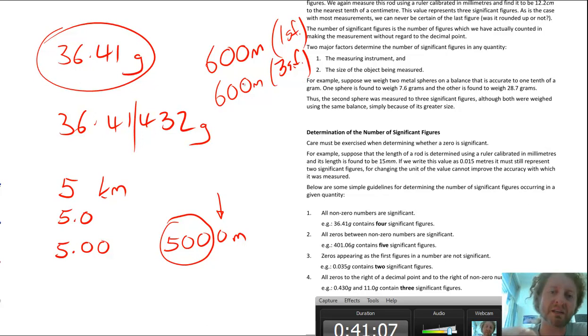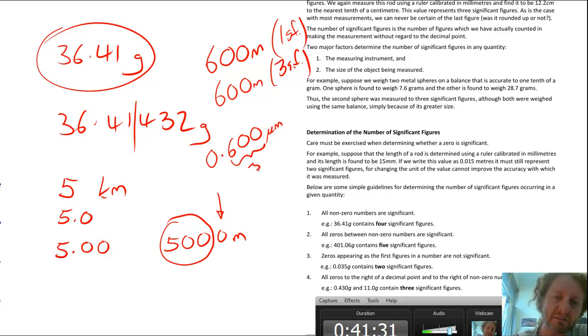So if there's zeros on the end of a whole number, I really don't know unless you tell me. But if there's zeros on the end of a decimal, someone tells me something is 0.600 microns measured on a microscope, well, these two are accurate. They're deliberately put there to say, I measured this and it was 0, I measured this and it was 0. So that is 3 significant figures.